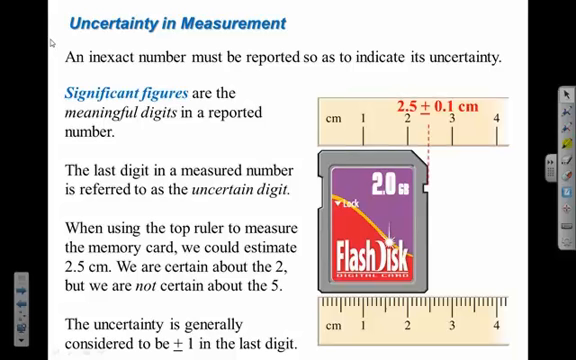Right, so I'm 100% confident about this 2. And it's definitely, I can tell between 2 and 3. So it's 2 point something. Do I have information about the first decimal place, the 5? Do I have any information about that decimal place? Or is it completely unknown?